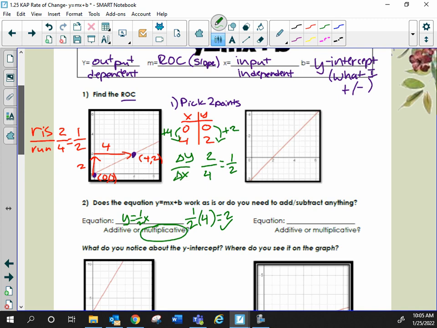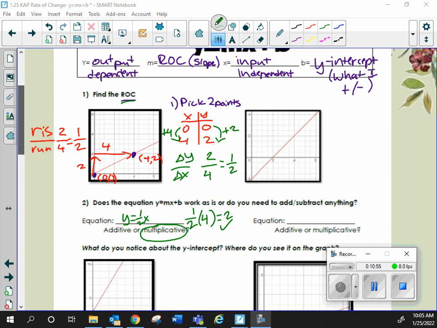All right, this second graph, what did we notice already? Is it multiplicative? It could be additive, okay? But it's not going through the origin, so I know I'm going to need to add or subtract something. Okay? So let's take a look. Again, we're going to find our rate of change first. You can either do rise over run or change in y over change in x. I'm going to go ahead and pause and let you figure it out.